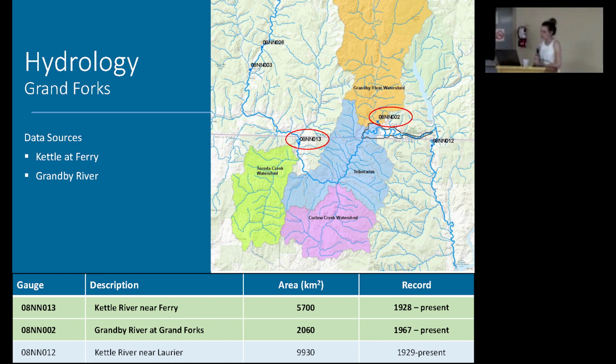Fortunately for us, there are 3 gauges nearby, 2 on the Kettle River and 1 in the Granby River. All the gauges had relatively long-term records. Sorry, you can't see the bottom one there, but the bottom one is Kettle River near Laurier, which is just on the south side of the border. Kettle River near Ferry is also on the south side of the border. But Laurier is downstream of us and Ferry is upstream of us here right now.